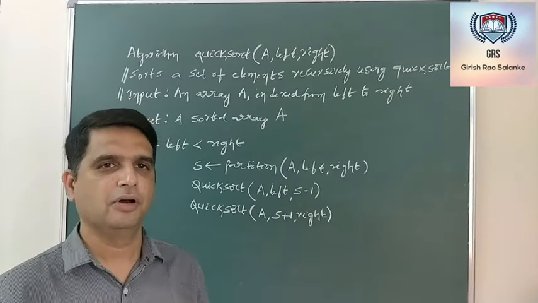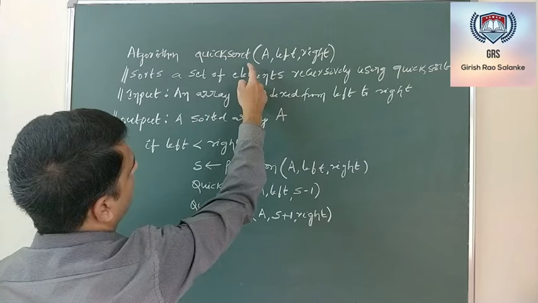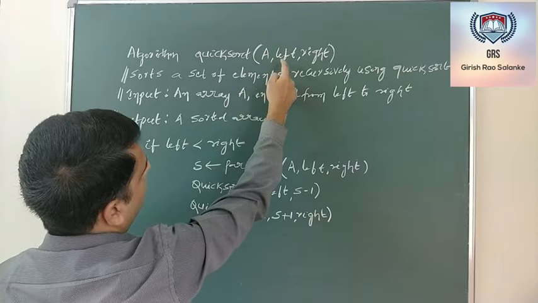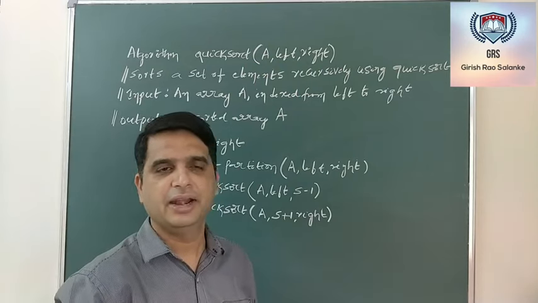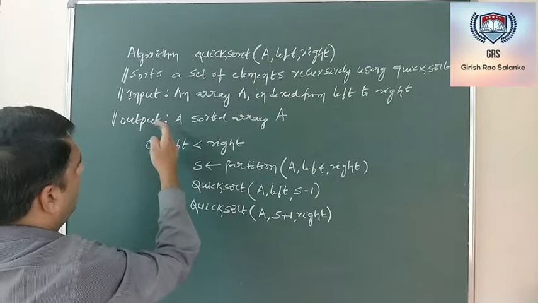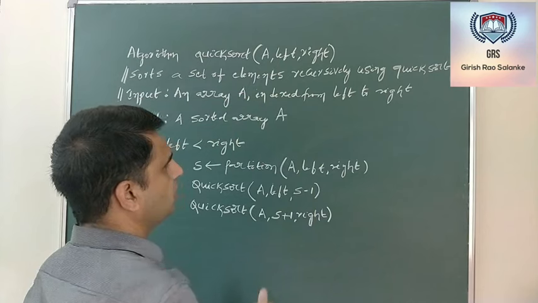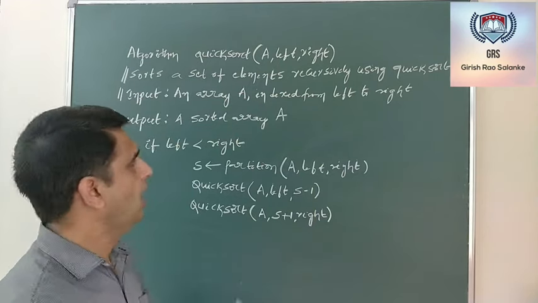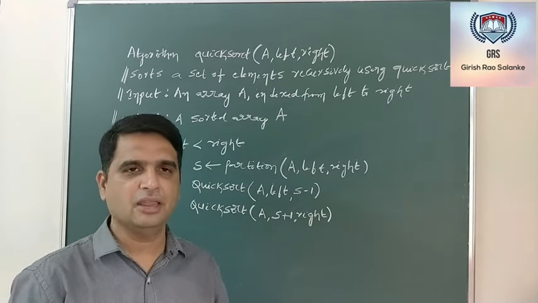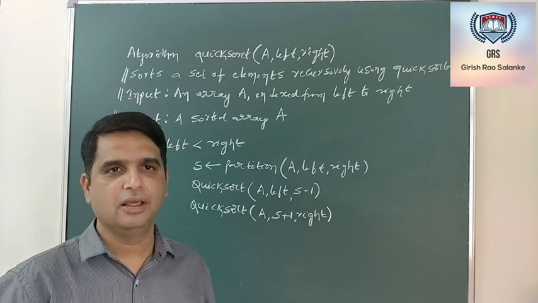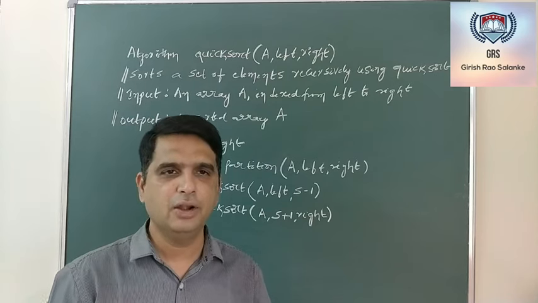Coming to the algorithm of quicksort, if you see, the algorithm is named quicksort, to which the input is an array A indexed from left to right. That is, left is the index of the first element and right is the index of the last element. That was the input, and the algorithm sorts a set of elements recursively using quicksort. Output is a sorted array A. Now, as I told earlier, in case of quicksort, we need to do partition. Until we have more than one element, we can do a partition.